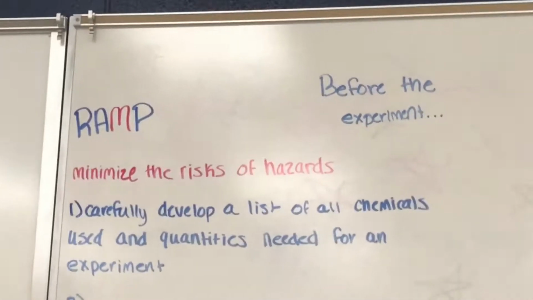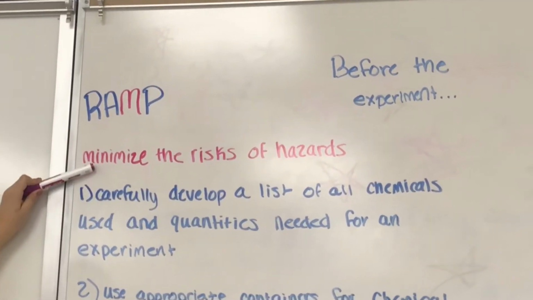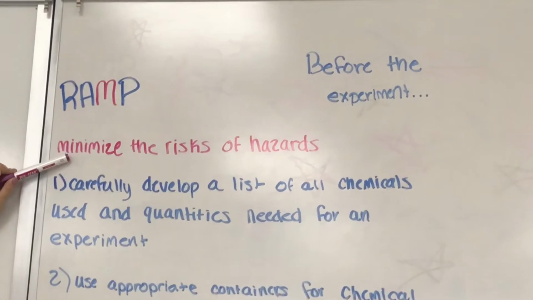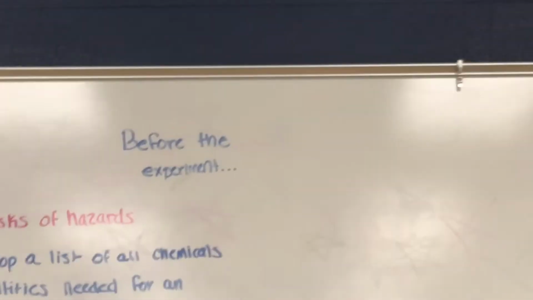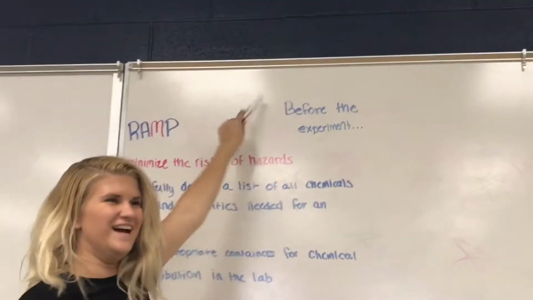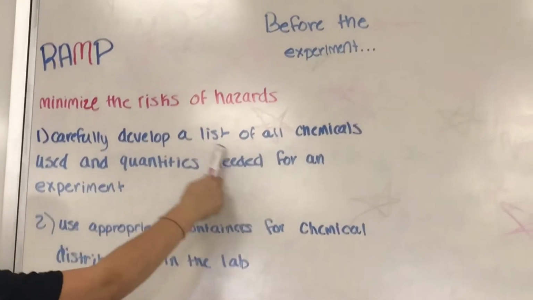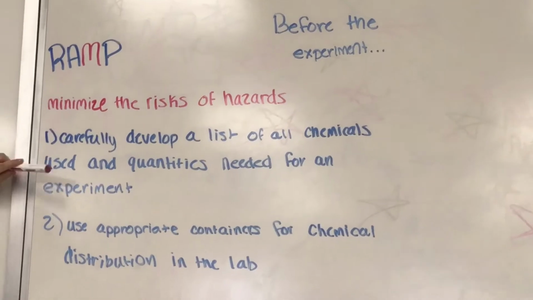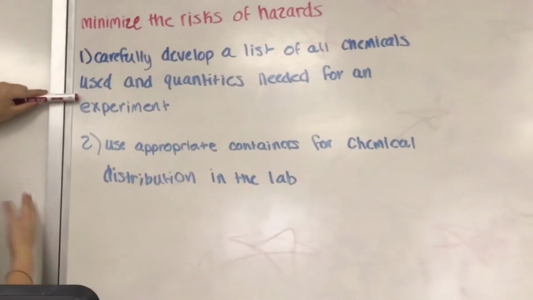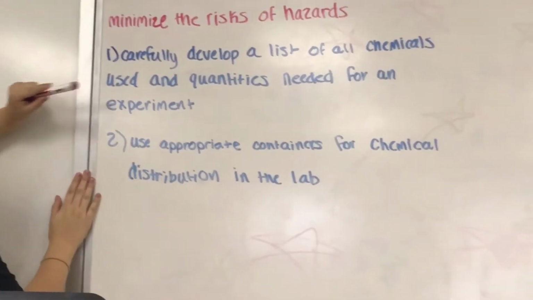Hooray! Now we are on to the letter M of RAMP. The M stands for minimize the risks of hazards. Before the experiment, you should carefully develop a list of all chemicals used and quantities needed for an experiment. You should also use appropriate containers for chemical distribution in the lab.